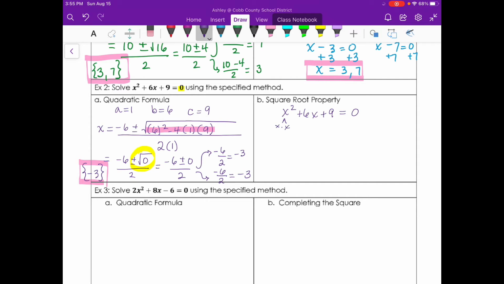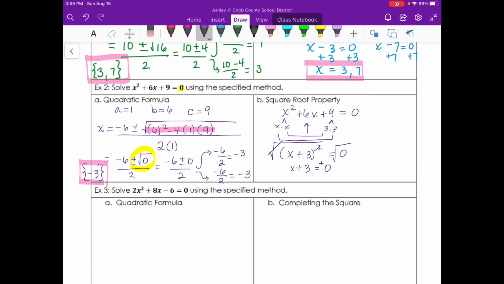This is x times x, and this is 3 times 3. And the sum of these two add up to the middle of 6. 3x plus 3x is 6x. That's a perfect square trinomial. So that can be factored into x plus 3 quantity squared equals 0. So now in order to solve this, I can take the square root of both sides. That square power eliminates the square root so that we get x plus 3 equals 0.